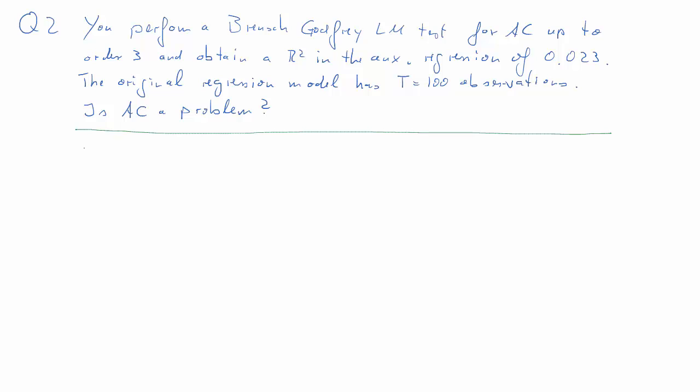So here is the solution. First, we state the null and the alternative hypothesis. I'll do that short here: H0 is no autocorrelation, HA is autocorrelation. The test statistic we shall use is the LM test, n times R squared from the auxiliary regression with 3 lags included. Therefore the distribution is chi-squared with 3 degrees of freedom.